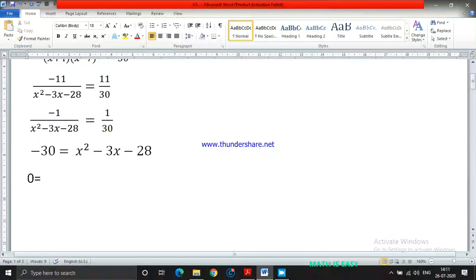I bring minus 30 to the right hand side, it will become plus 30. So what do you get here? x square minus 3x plus 2. Minus 30 will come to this side as plus 30. 30 minus 28 is 2. So now you have to use the splitting the middle term method and get the value of x.